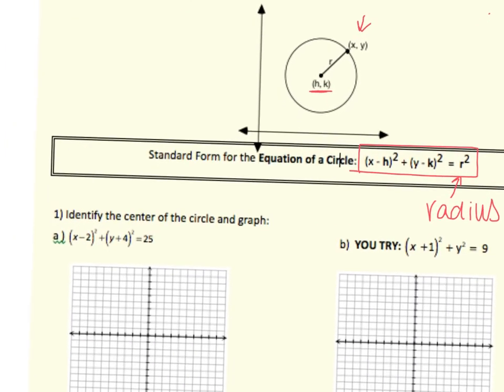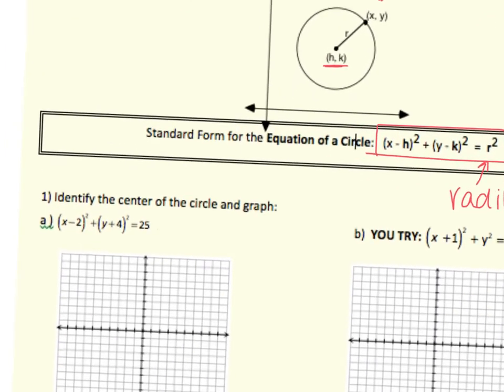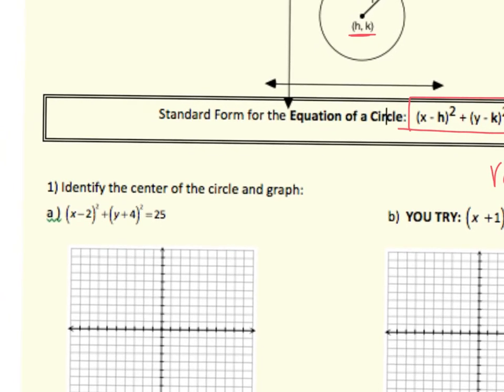Okay, so let's take a look at an example here. Identify the center of the circle and the graph. So if I have x minus 2 squared, y plus 4 squared, and it equals 25. Now going back to look at this equation, h is going to be 2, k is going to be negative 4, because you're taking the opposite of those values inside the parentheses.